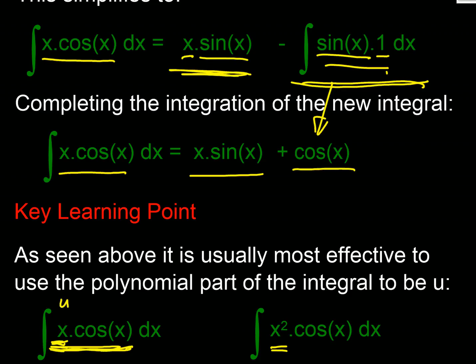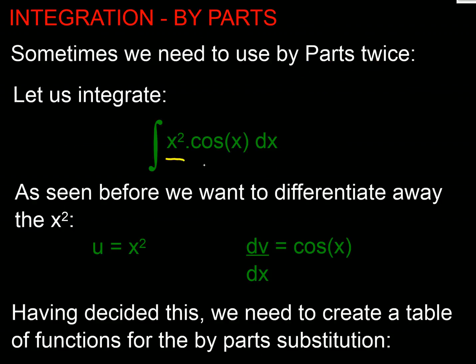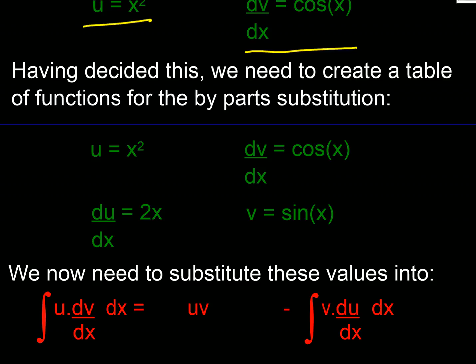So let's have a look at, as our second example, let's integrate x squared cos of x. And as we said earlier, we want to differentiate our x squared away, so therefore we make u equals x squared, and as we had before, dv by dx is going to be cos of x. If we make up our little table, our u of x squared means that du by dx equals 2x, and we just differentiated that. And as we saw before, if dv by dx is cos of x, then v equals sine of x.